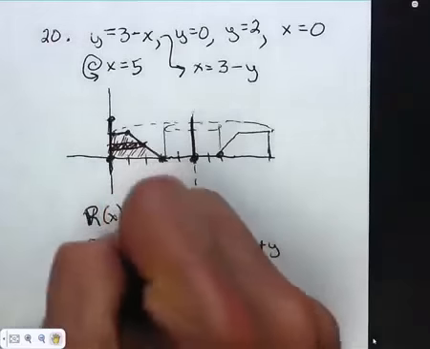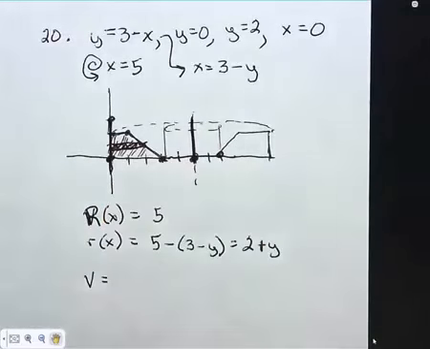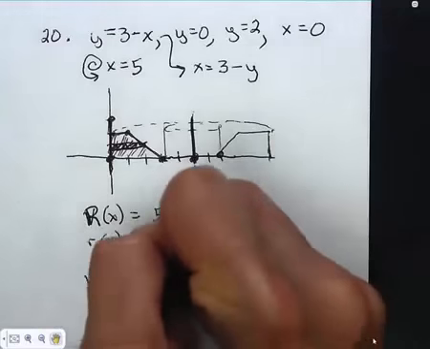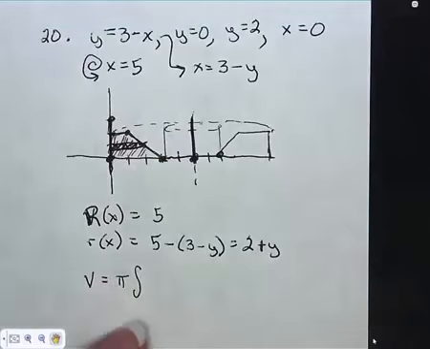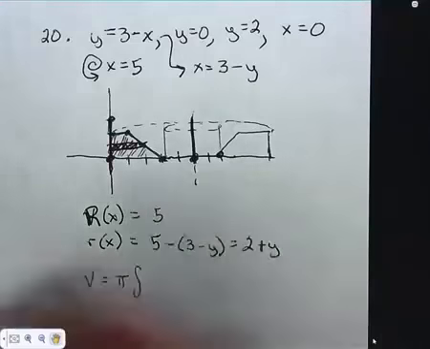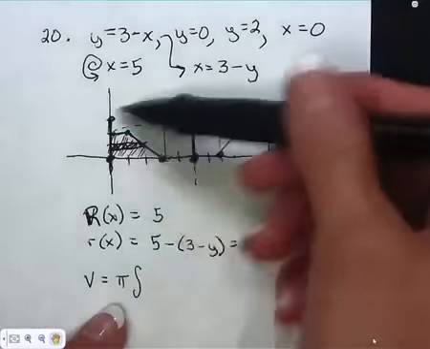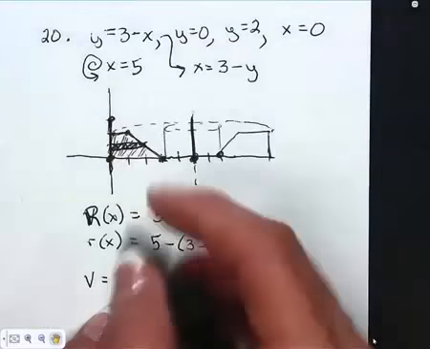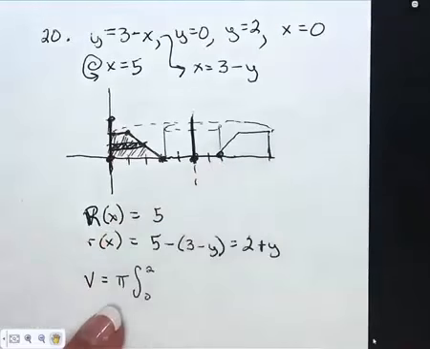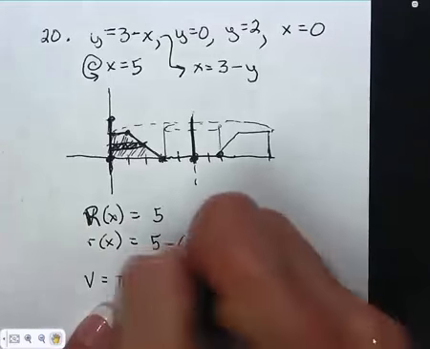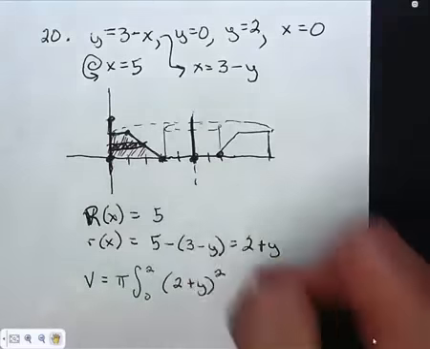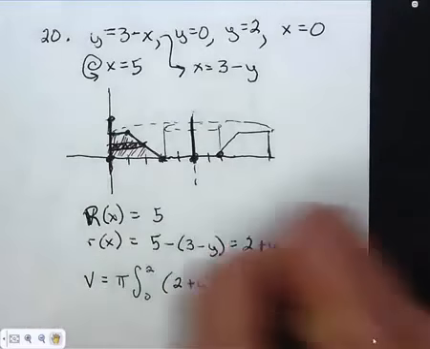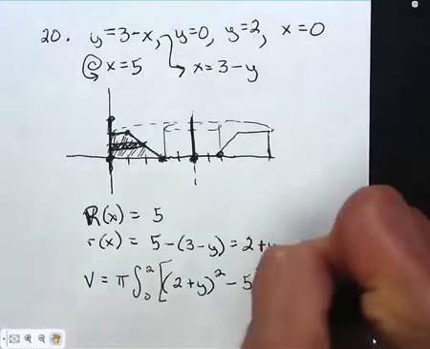And so my volume will be given by pi times the integral from where to where. 0 to 2. I'm using horizontal rectangles. My bounds of integration have to be y values, and so I'm integrating from 0 to 2. Outer radius squared minus inner radius squared with respect to y.